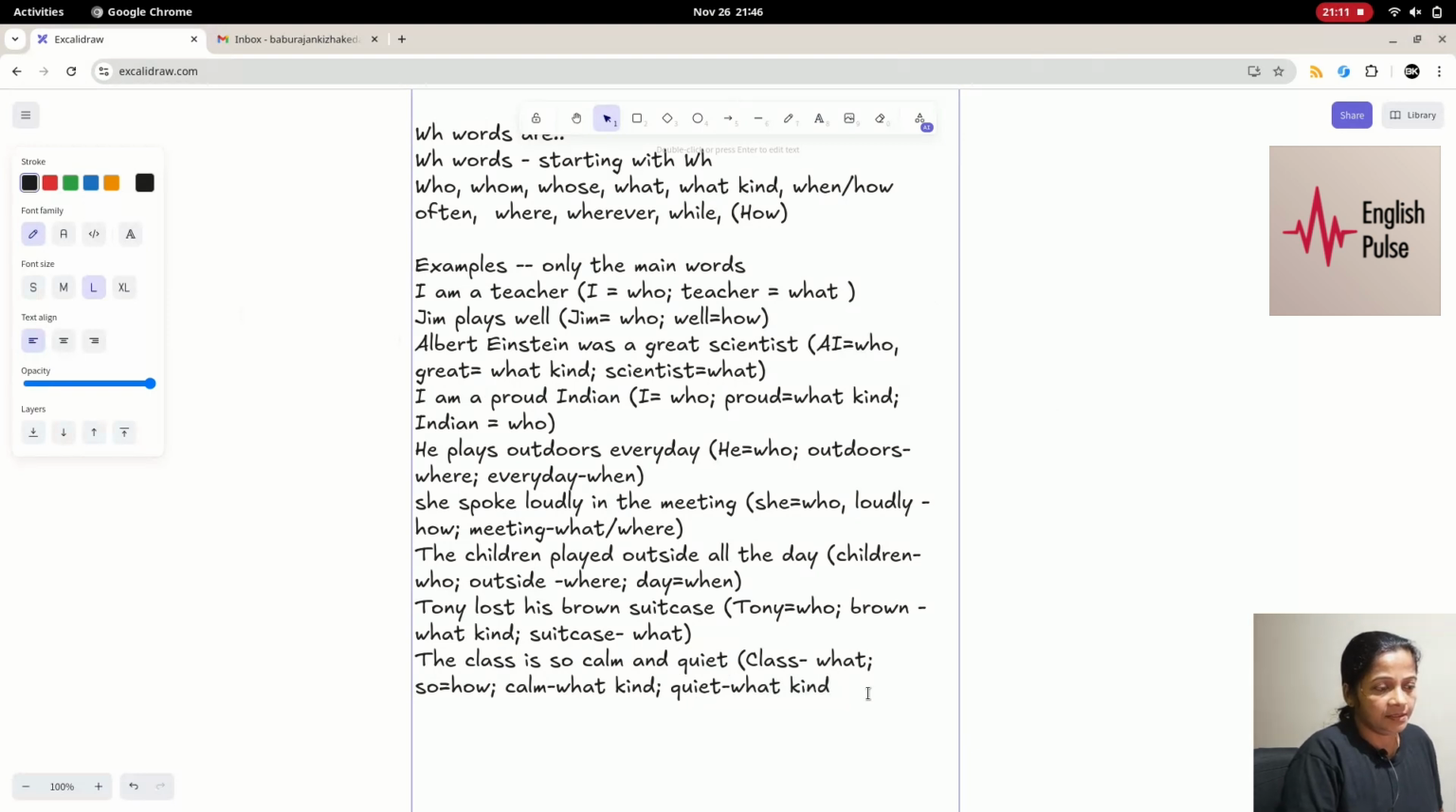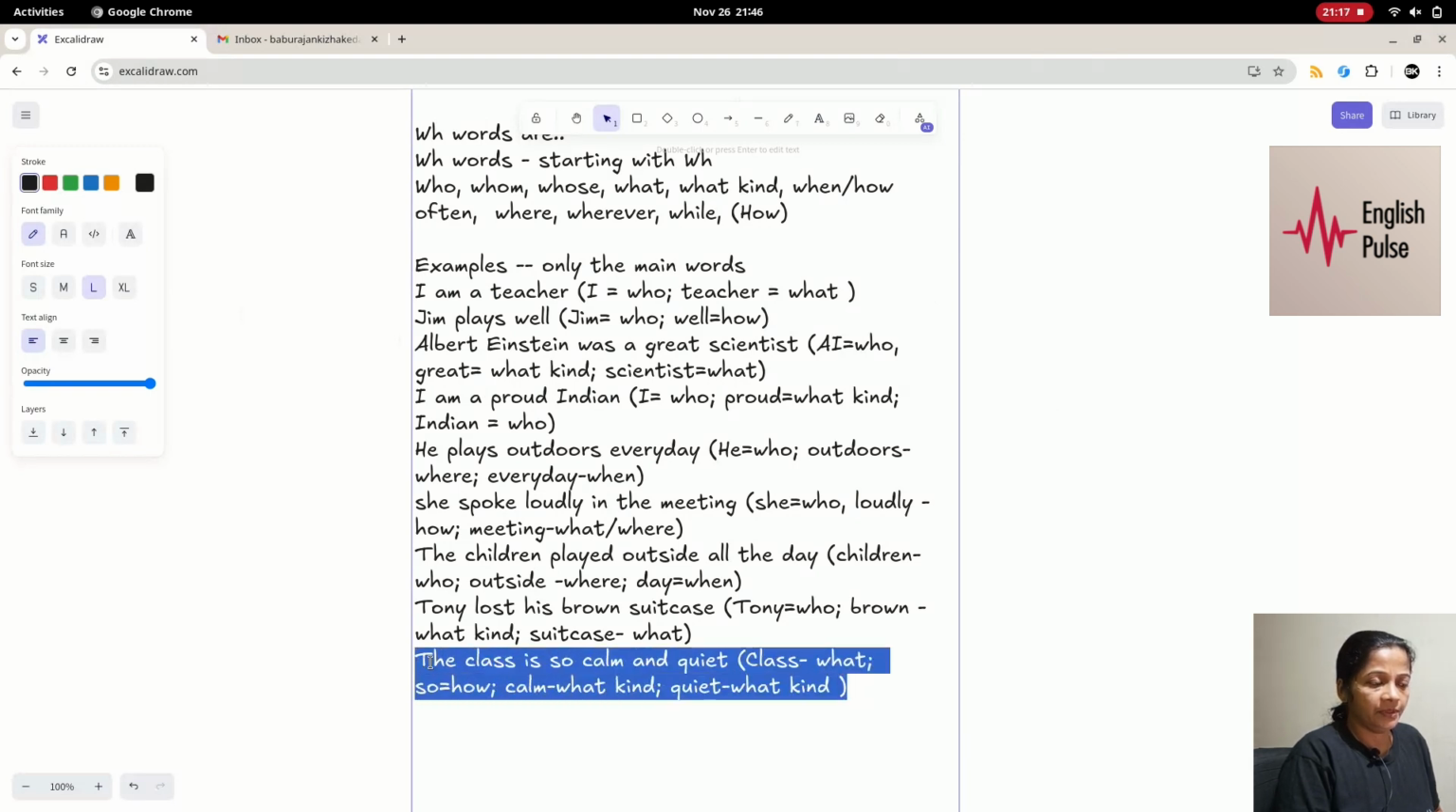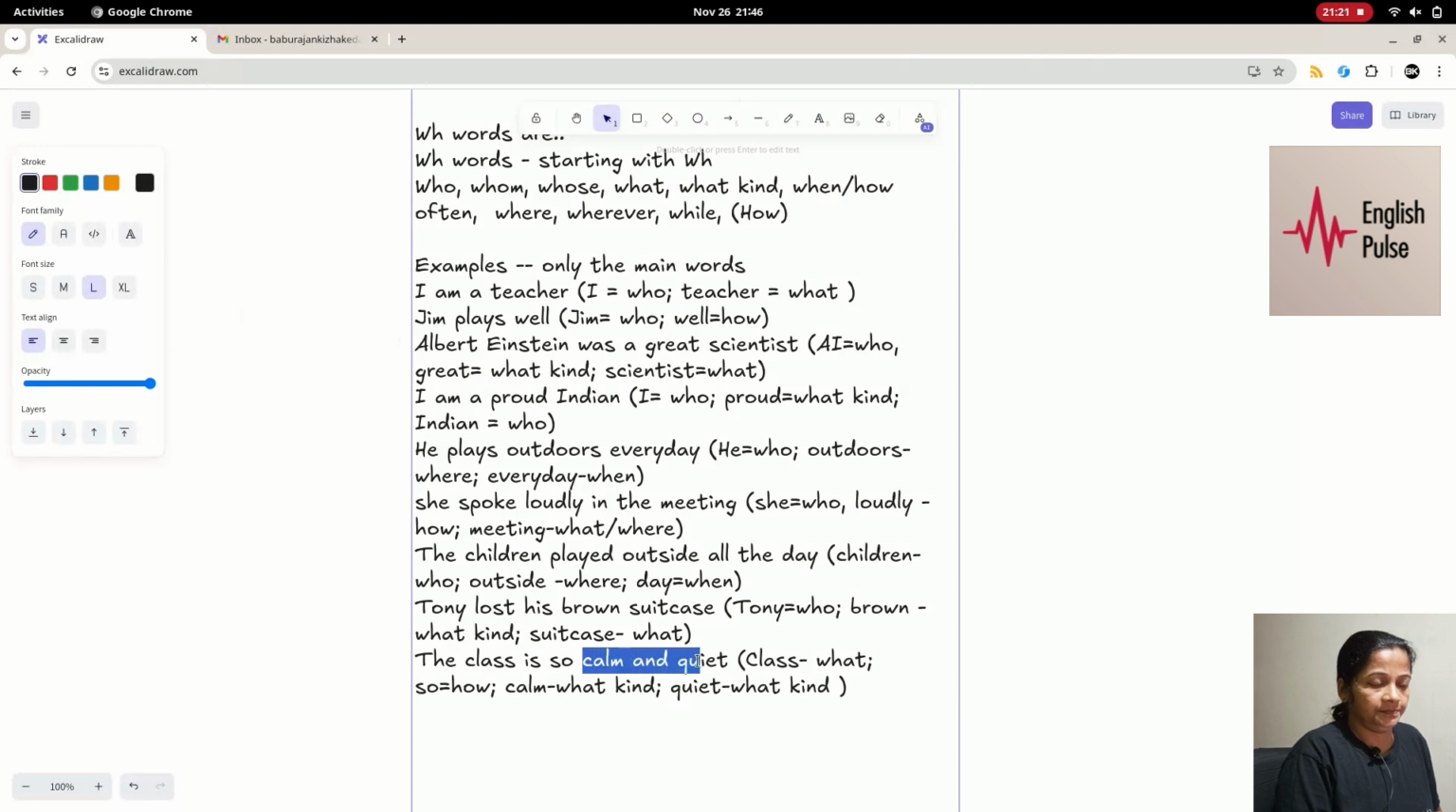So here in this sentence you have seen a different, or peculiar, way of structure. One is this one, so calm. The so word is used before calm. So that is why we got stuck. So I said this so is describing calm, so we have to use how. And again I said calm is not what, it is what kind. So note this point. We will learn more about this later, so you will understand. Okay. And quiet also. Quiet is also what kind, not what.